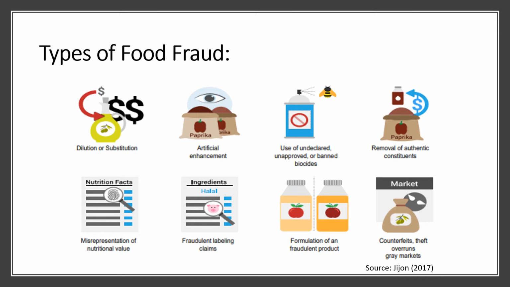This picture was retrieved from the Food and Drug Law Institute website based on information that was presented by Alyssa Hihon, and I thought that it illustrated the different types of food fraud very well. These types of food fraud, as shown on this illustration, include dilution or substitution, artificial enhancement, use of undeclared or unapproved banned biocides, removal of authentic constituents, misrepresentation of nutritional value, fraudulent labeling claims, formation of fraudulent products, and lastly, counterfeits and theft. Some examples of food fraud will be shared later on in this presentation.